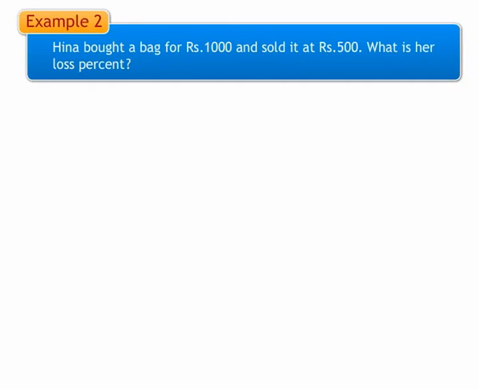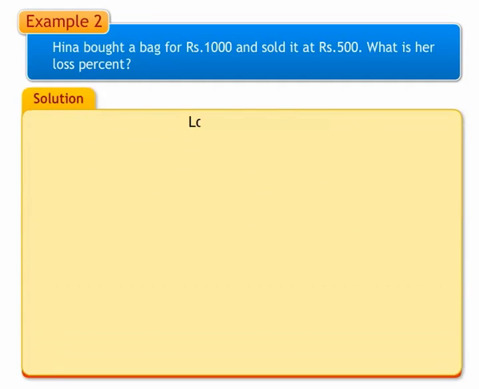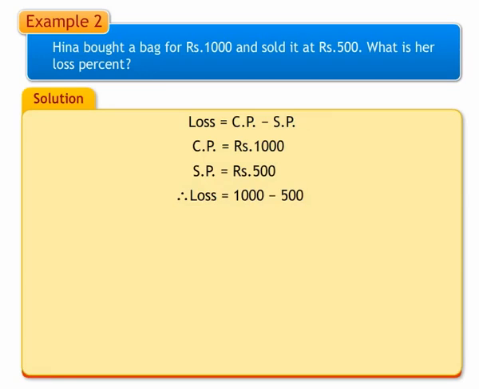Example 2. Hina bought a bag for 1,000 rupees and sold it at rupees 500. What is her loss percent? Solution. We know loss is equal to cost price minus selling price. Cost price is rupees 1,000 and selling price rupees 500. Therefore, loss is equal to 1,000 minus 500. Therefore, loss is 500.